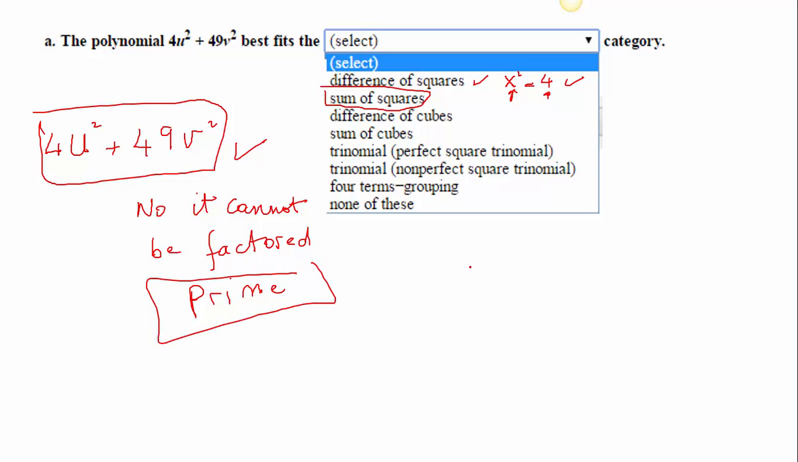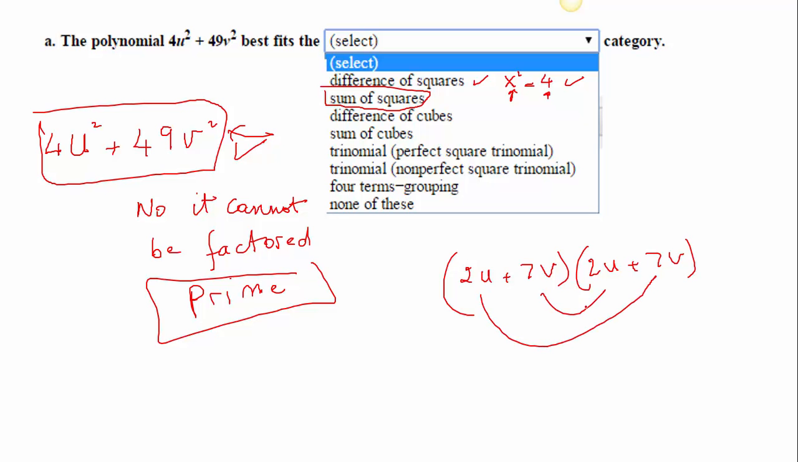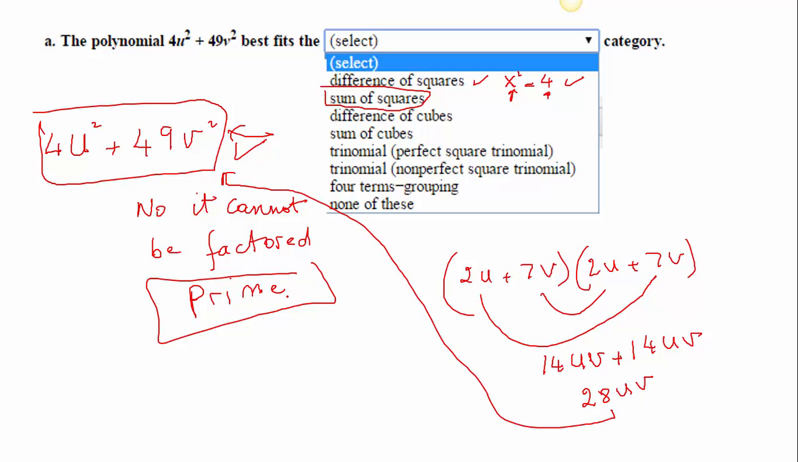Okay, because look, if you factor 2u plus 7v times 2u plus 7v, you're not going to get the answer here, because there will be an outer and inner which is not there. What's the outer? 2u times 7v, which is 14uv, plus the inner 14uv. So this number, which is 28uv, is not available here, and that's why we cannot factor this binomial. So remember, the sum of squares cannot be factored.